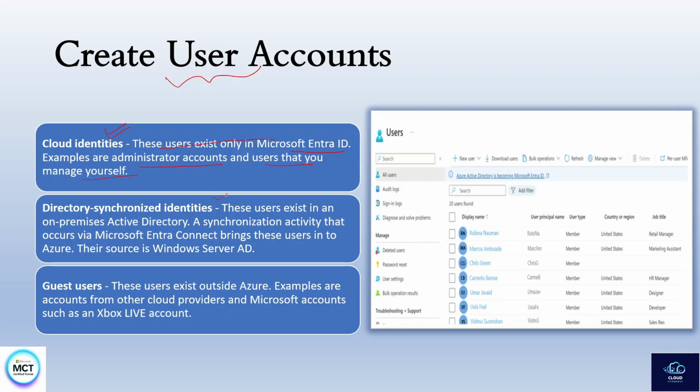Then we have directory synchronized identities. So there are users which are present on premises, and when you want to synchronize those users as part of the synchronization activity, when we use Entra Connect, you bring these users from the on premises to the Azure environment, and these users are listed as directory synchronized users. Their source is Windows Server AD.